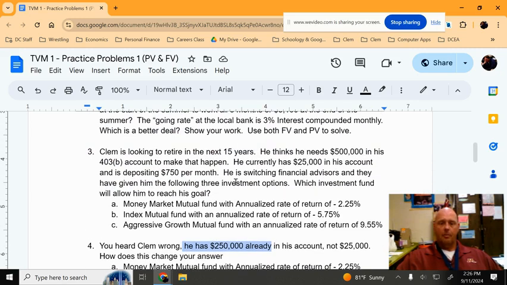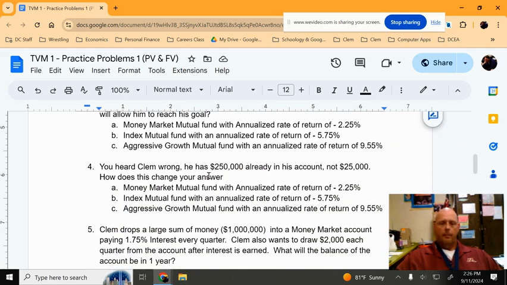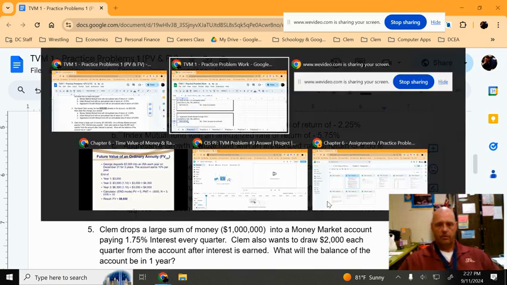Now, on top of my $750 a month getting an investment return, my $250,000 of deposit that I'm bringing over also is going to get investment return. So we're going to rerun the math. And when we rerun the math for A, B, and C, the only thing that's really changing is rather than $25,000 of present value, it's going to be $250,000 of present value. Then let's go look and see which of these three investment options will actually spit out an answer that is larger than $500,000.